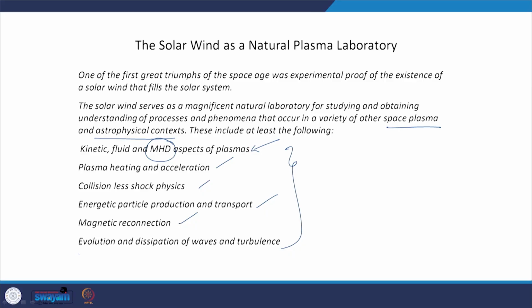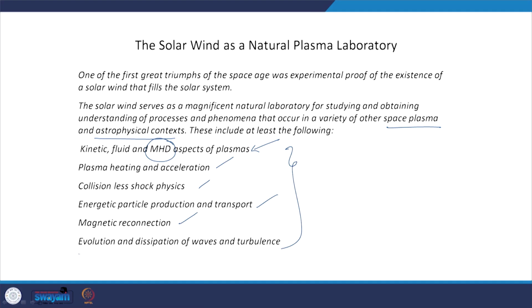So, magnetic reconnection, the formation of the magnetosphere, various physical and dynamical processes of the magnetosphere, all these things came about, the understanding of all these aspects was driven by the solar wind itself. That is why solar wind is considered a natural laboratory of plasma physics. Or more importantly, the evolution and dissipation of waves and turbulence in plasma.